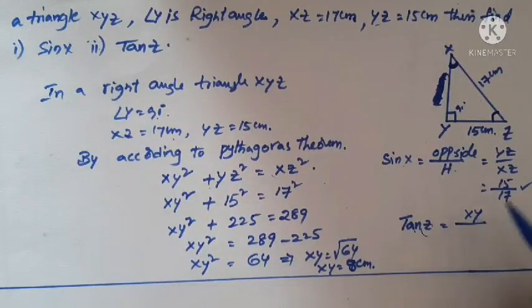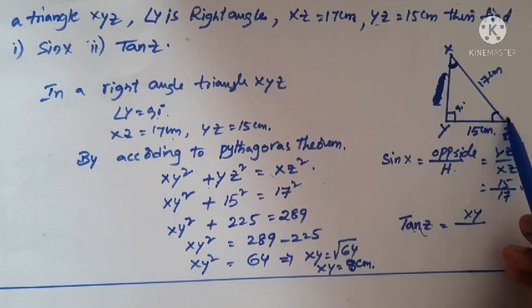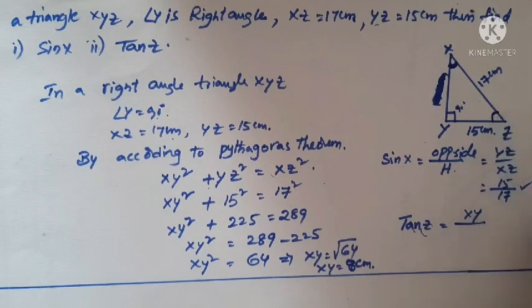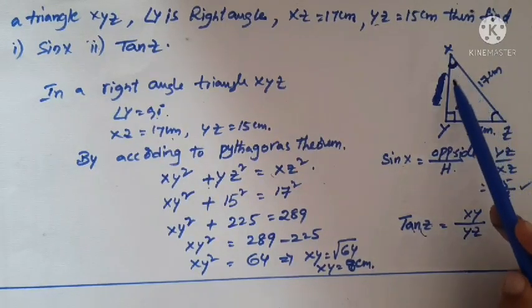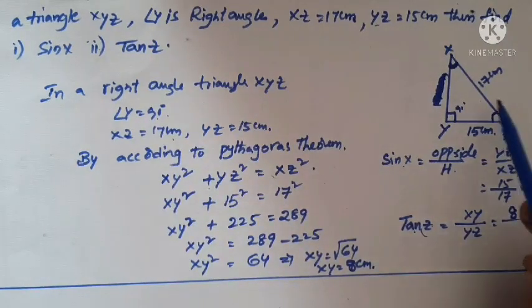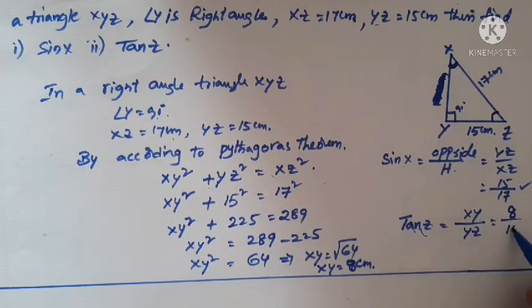And now you know the definition of tangent: opposite side by adjacent side. What is the adjacent side with respect to angle Z? This is the adjacent side with respect to angle Z. So right here YZ. And now how much is XY? You found XY is equal to 8. And now YZ value 15. This is the tan Z value.